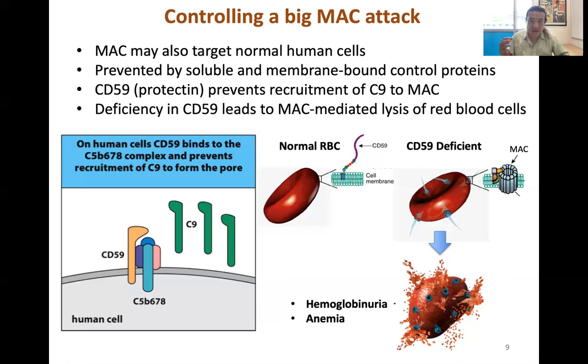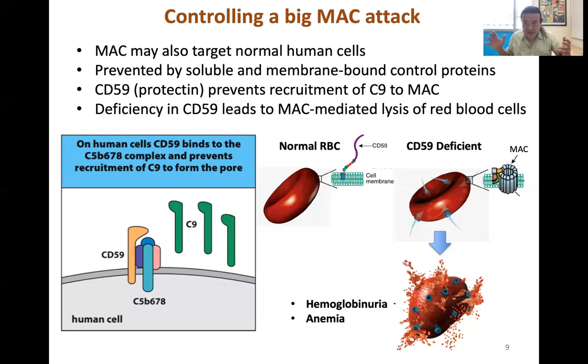Clever name. And the way it works is it gets in the way of the MAC complex that's forming, preventing it from actually finishing the formation by recruiting the C9. You can see here, that's what's represented here. So you have a membrane attack complex that's improperly forming on the surface of a human cell in your body, right?